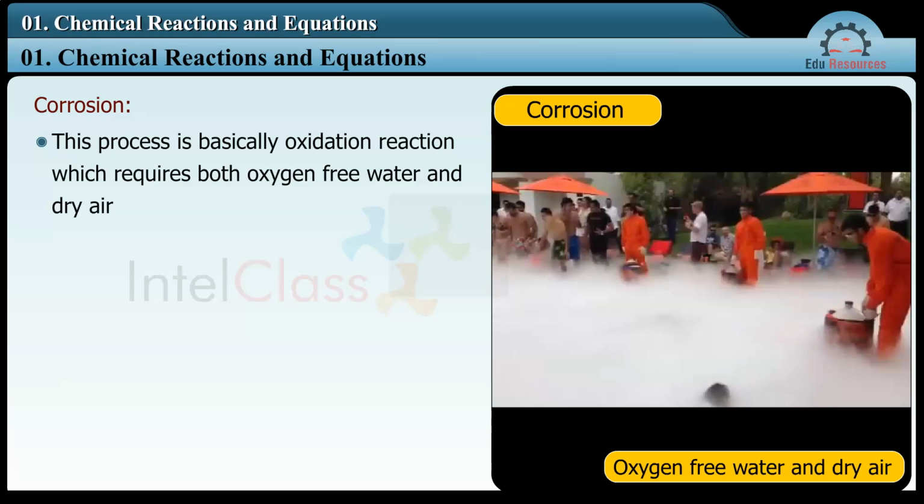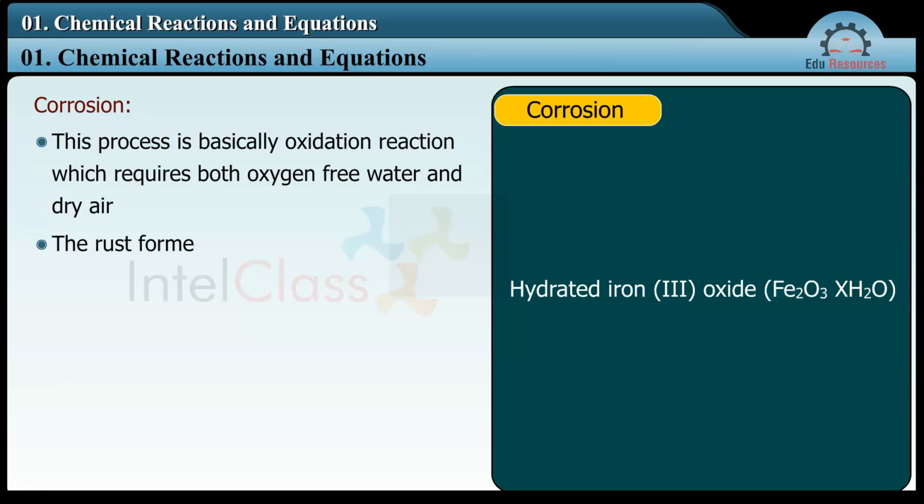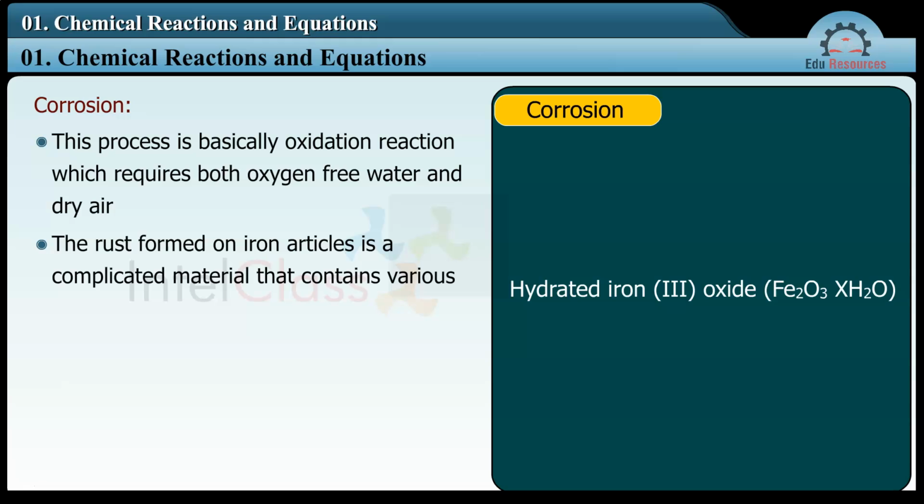Rusting does not occur in oxygen-free water or dry air. The rust formed on iron articles is a complicated material that contains various types of hydrated iron oxide.